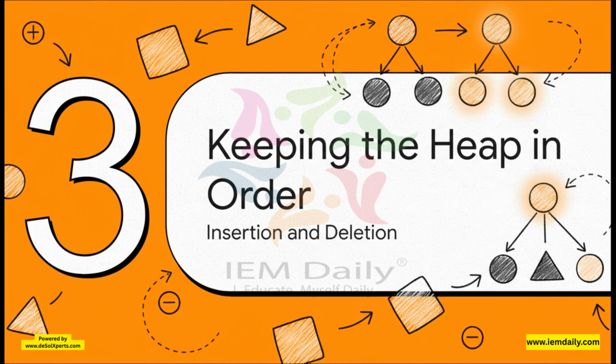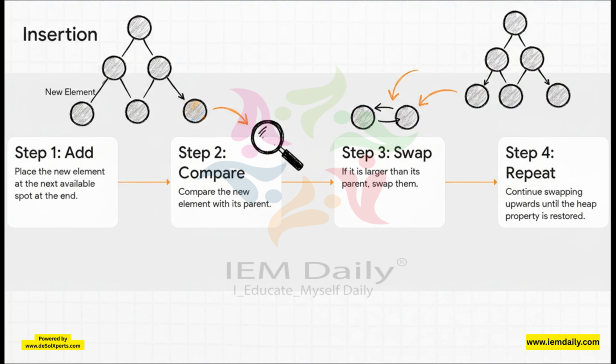Okay, but that's great when everything's just sitting there. What happens when we actually want to change the data? If we add or remove something, we might break that rule. So the heap needs a couple of special moves to fix itself and get back in order. So let's say we want to add a new element. First, we just stick it in the next open spot at the very end of the array. That keeps our tree complete, but it might be bigger than its parent, breaking the rule. So we check. If it is bigger, we swap them.